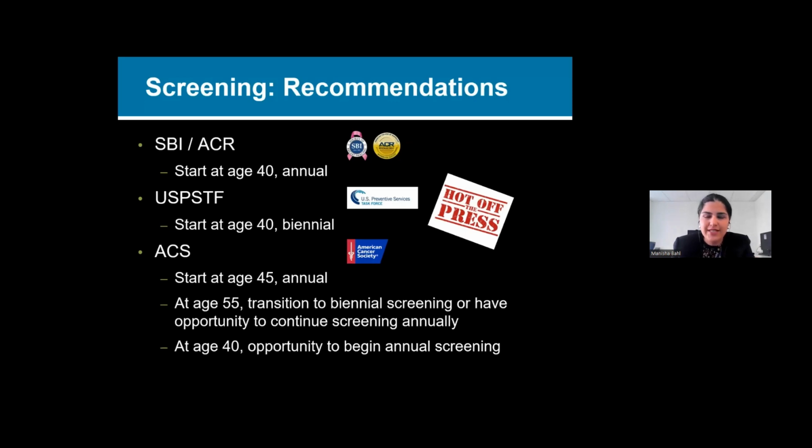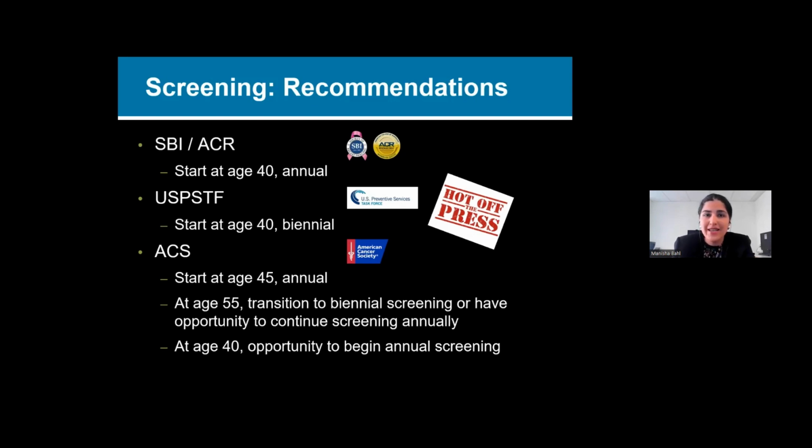The American Cancer Society recommends that women with an average risk of breast cancer should undergo regular screening mammograms starting at age 45. Women aged 45 to 54 should be screened every year. Women 55 years and older should transition to every other year screening or have the opportunity to continue screening every year. The American Cancer Society does note that women should have the opportunity to begin annual screening at age 40, although their strong recommendation is to begin at age 45.